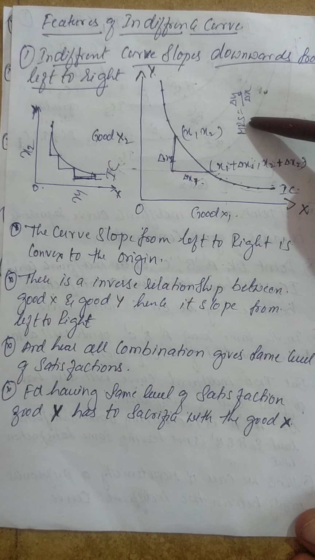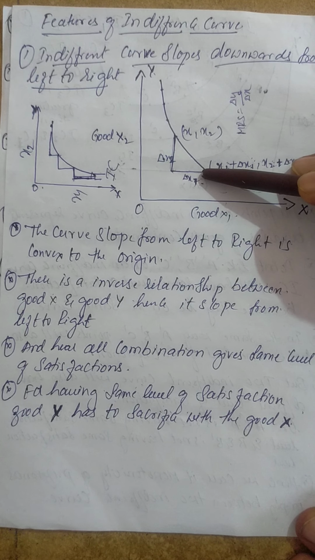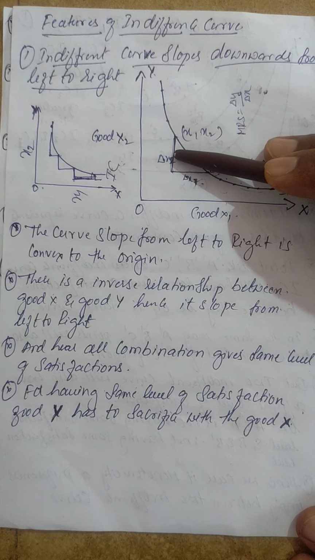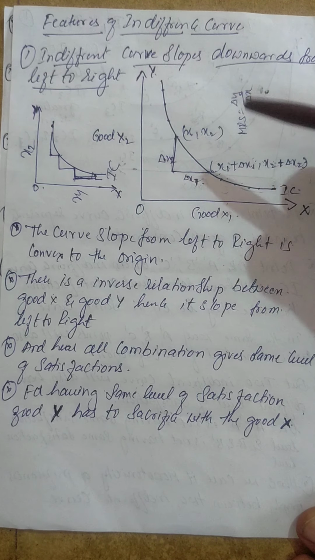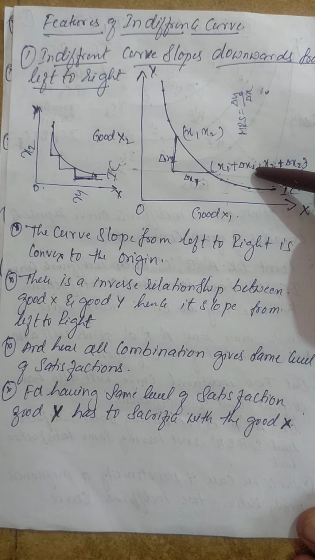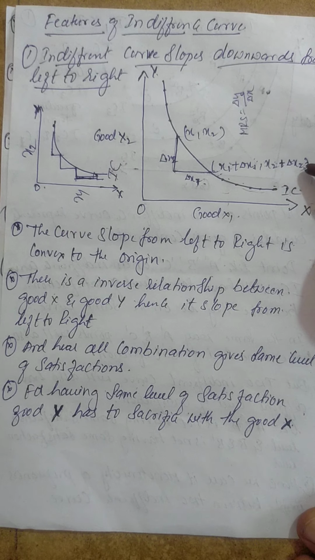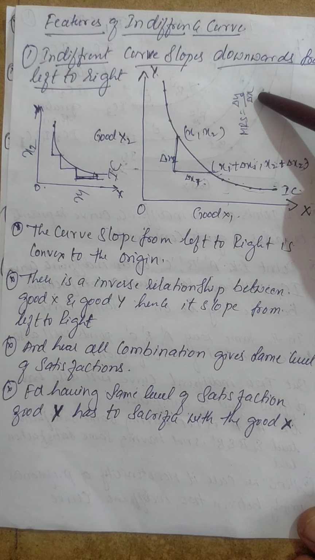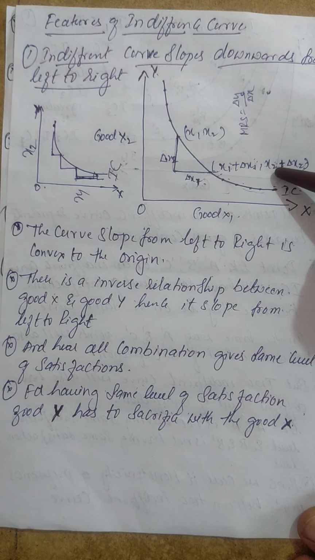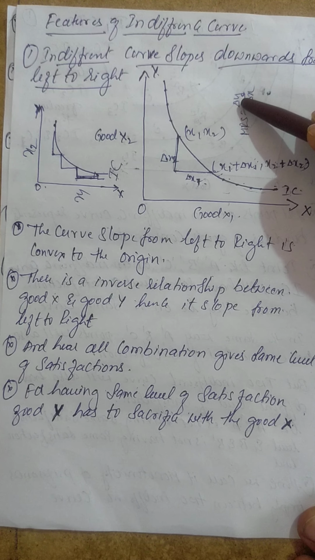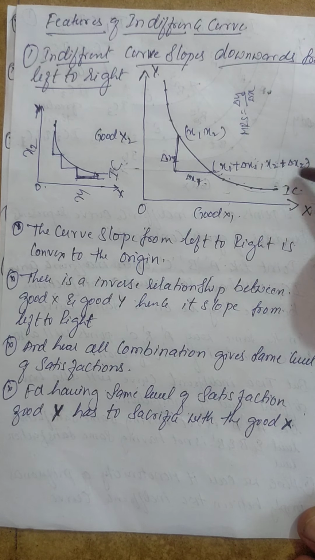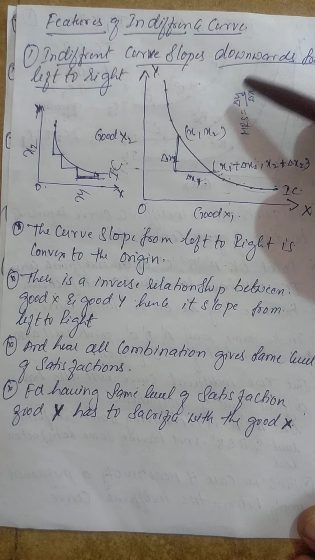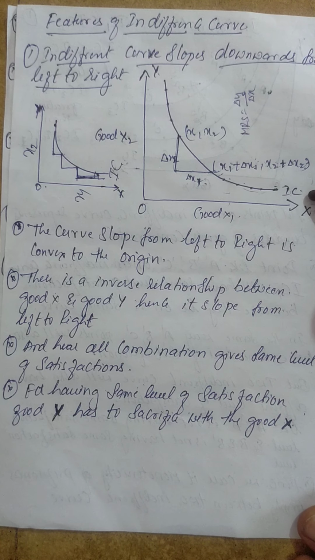Okay, so that inverse relation, where did it come from? It came from MRS. A small change in x will reflect small changes in y also. That is x1 plus delta x1, x2 plus delta x2. That means a small change in x1, which is delta x1, and a small change in x2, which is delta x2. Both the small changes give rise to the slope of the indifference curve. Slope of indifference curve, understood?